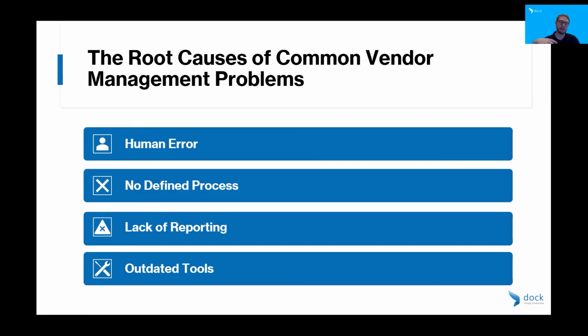The next one is a lack of reporting. We kind of talked about this a bit when we were talking about expirations and renewals, but essentially not reporting on the important vendor information that you need to be keeping track of. And then finally, having outdated tools or processes. So essentially, you're using a tool that worked 10 years ago, but isn't doing so hot now.